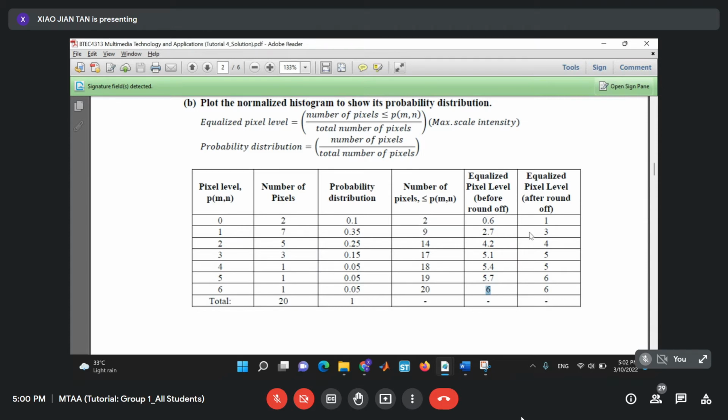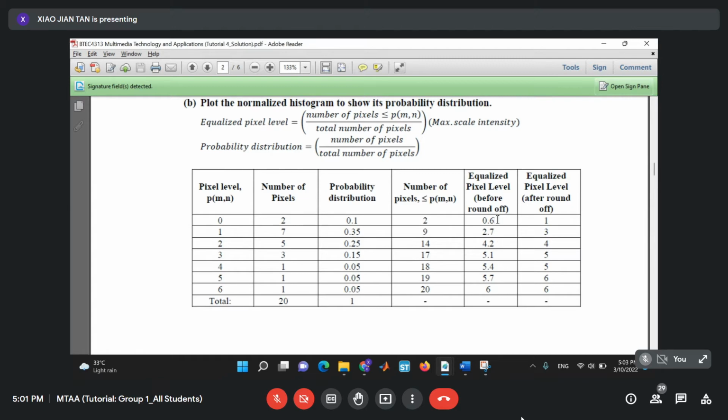Since this is not a normalized value, this is a normal integer. Because you have values more than one, obviously it is not a normalized value. So you have to round it off. If this is a normalized value, then you need not round off.